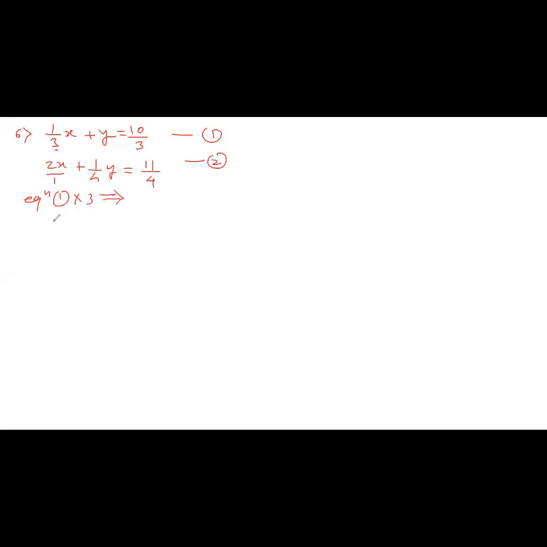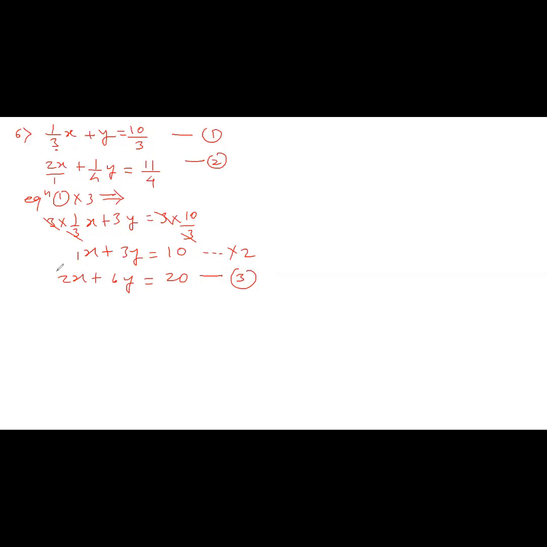Multiplying equation 1 by 3, what will come? 3 into 1 by 3 x, 3y, 3 into 10 by 3. So 3 will get cancelled here and here. We will get x plus 3y equals 10. Let's call this equation 3. Now you can see the coefficient of x is 2 here and 1 here, so you can multiply this equation by 2. Multiplying by 2, you will get 2x plus 6y equals 20. Let's call this equation 3.